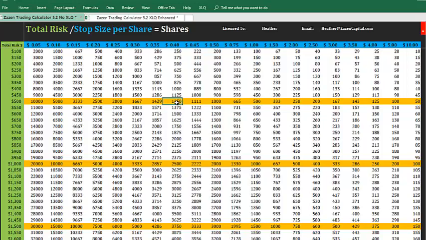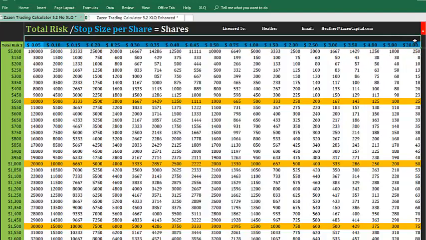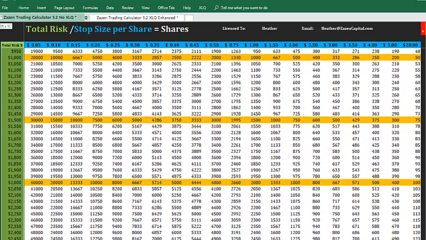Now what's nice about this particular table is you can change the risk amount. If you don't see the amount you want to risk, you can just simply type it in. All of the blue numbers for stops and all of the green numbers for risk are adjustable.